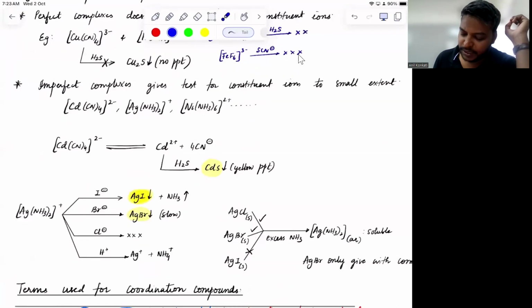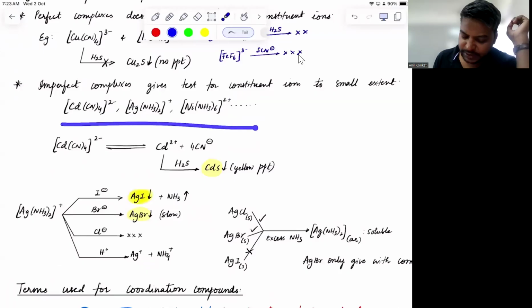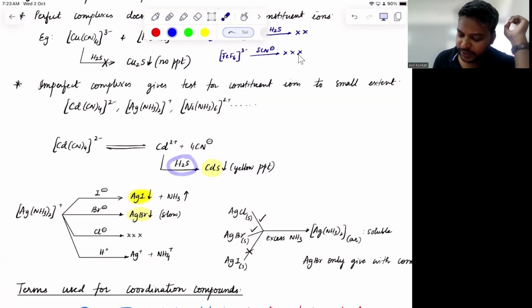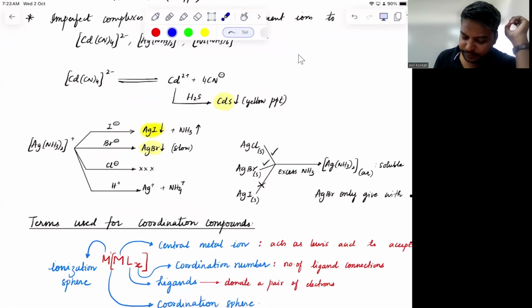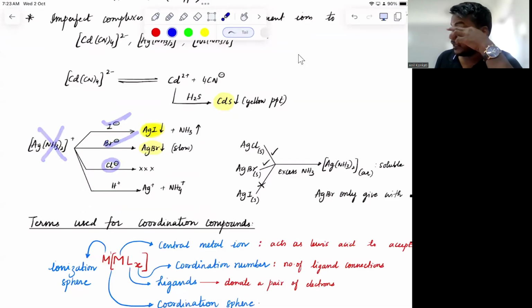Next, imperfect complexes are those which, when added with H2S, will convert into CdS, and [Ag(NH3)2]+. If you add it to I-, Br-, Cl-, not Cl-, in these two cases it will act like an imperfect complex.